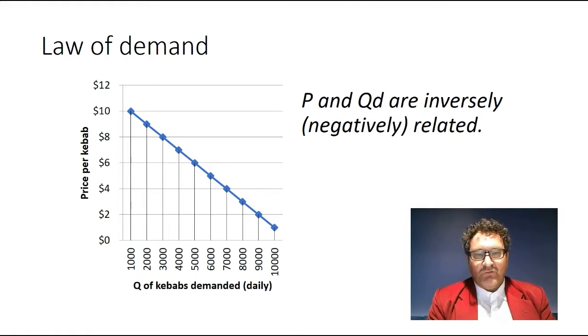Why do we call it a law? Well, first, because there's clearly a relationship between these two variables. That seems to be a kind of regular relationship. And also because for very many products, this is the case.